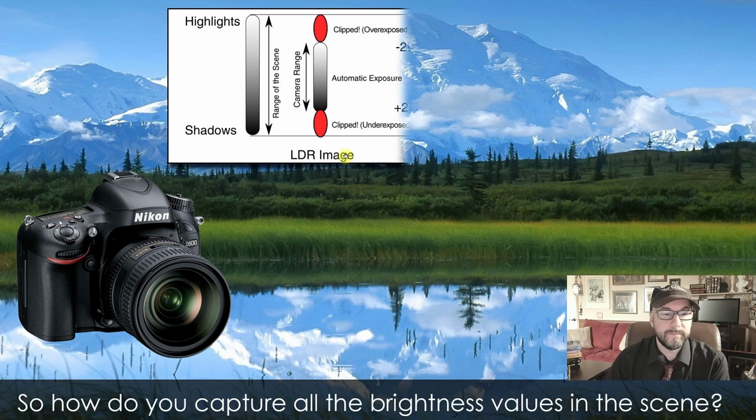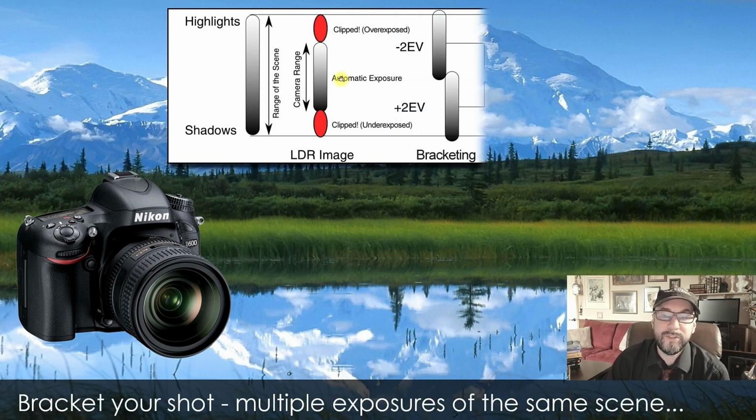So how do you capture all the brightness values, or at least a lot more than you could with a typical photo? Most photos that you're going to take with your phone or a fancy camera like this or anything like that will only capture this much. How do you capture even more? Well, what you do is you can bracket the photo. Bracketing your shot means that you can take multiple exposures of the same scene. Okay. And then you can find a way to kind of combine them all.